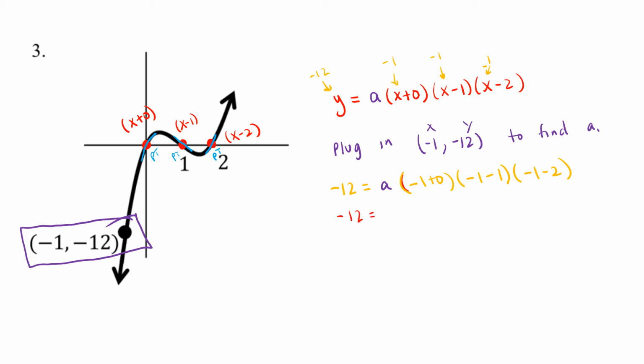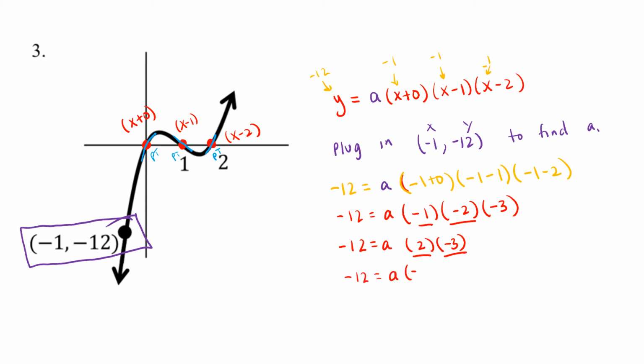This is negative 12 equals this a value. Negative 1 plus 0 is negative 1. Negative 1 minus 1 is negative 2. Negative 1 minus 2 is negative 3. Get a calculator if you struggle with doing some of this math, because all we're going to do here is simplify by multiplying. Negative 1 times negative 2 is positive 2. Positive 2 times a negative 3 is negative 6.